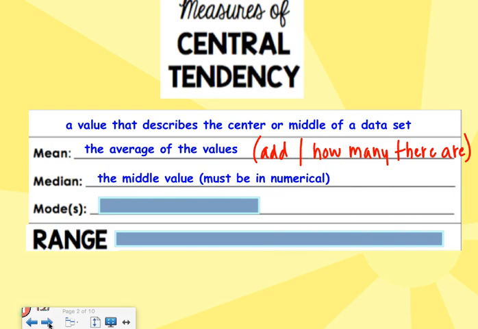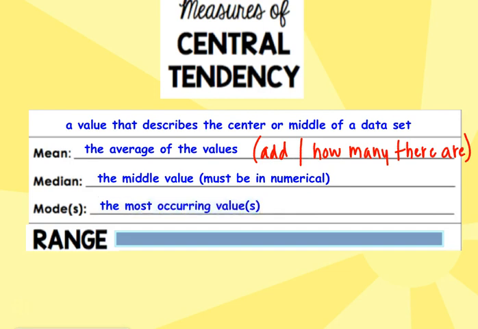And the median is the value that's right smack dab in the middle. So you put all your numbers in order from smallest to biggest, and then whatever one falls in the middle, that's your median. Your mode is which one occurs the most. This could be one value, it could be nothing, like if there's nothing that's repeated, or it could be multiple if they have repeated the same amount of times.